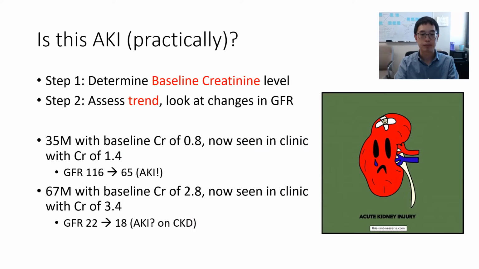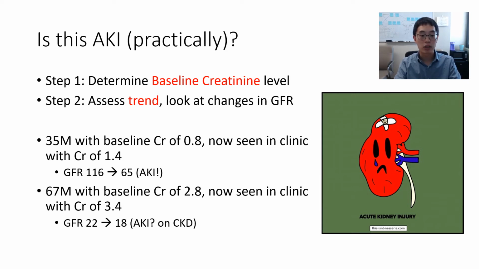Okay. So how do we assess acute kidney injury practically? Well, the first thing to do is absolutely determine a baseline creatinine, and that will help you determine whether the patient has a severe AKI or whether there's chronic kidney disease and maybe some fluctuations in the GFR. After that, you can assess the trends. I like to look at these 2 examples here as a marker of importance for determining baseline creatinine level. In the first case, we have a 35-year-old male with a baseline creatinine of 0.8. You see him in clinic with a creatinine of 1.4.